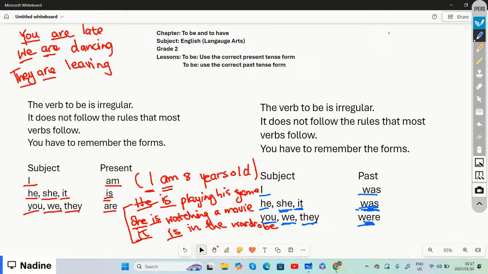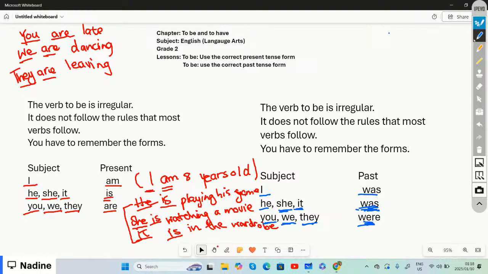So in the present tense, if one person or thing does something, we say is. She is, he is, it is. It's one person. If there's more than one person that does something, then we say are. But then again, in the past tense, right?